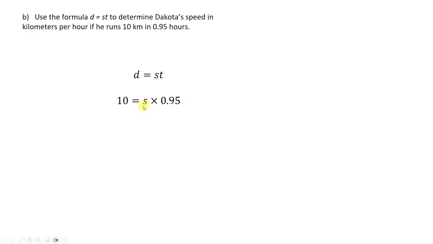We don't know what the speed is. So by plugging in the values of what we know, we can isolate for S and figure out what the speed is. 0.95 S equals 10. S by itself will equal 10 divided by 0.95. The speed will equal 10.53 kilometers per hour.